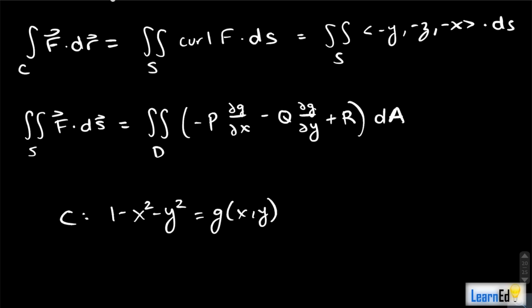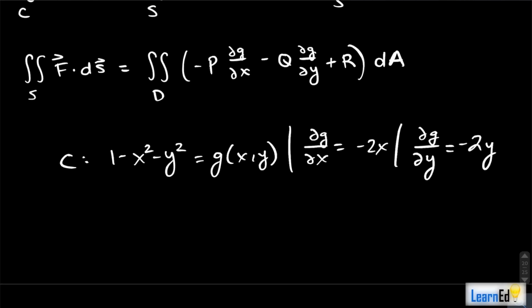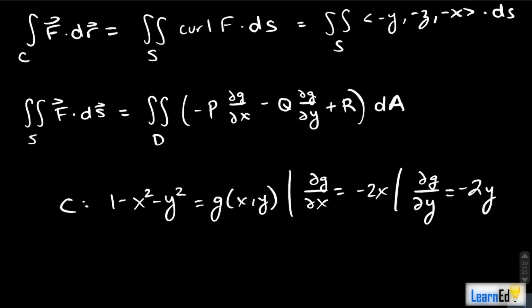Now dg dx is equal to, you can see, negative 2x, and dg dy is equal to negative 2y. All right, so we're going to write this double integral now below.